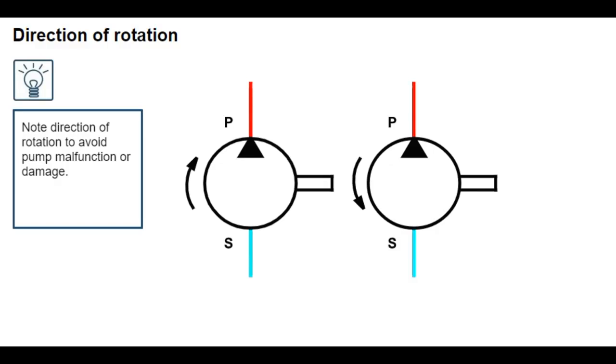For consistency, the direction of rotation is always viewed from the drive end to the pump shaft. Clockwise rotation or counterclockwise rotation. In our example, you see two fixed displacement pumps with different direction of pump shaft rotation, but with the same flow direction.